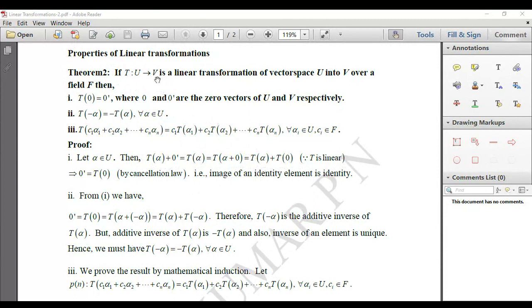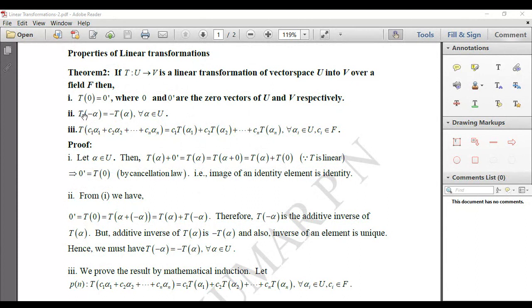And V is an abelian group. And we know that in a group, the cancellation law holds. So, by left cancellation law, T of alpha cancels. Therefore, 0 dash will be equal to T of 0. That is the required answer. Right? So, the image of an identity element is always identity. That is what the first case is.